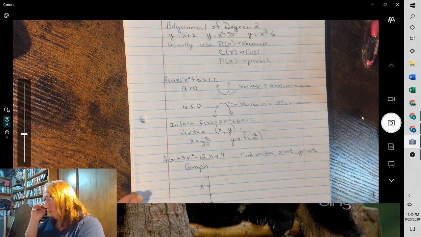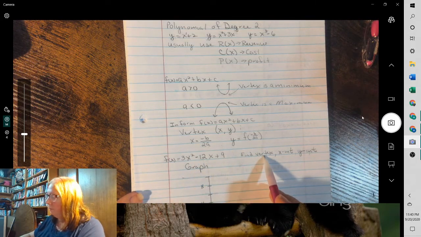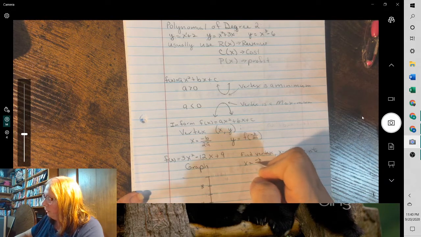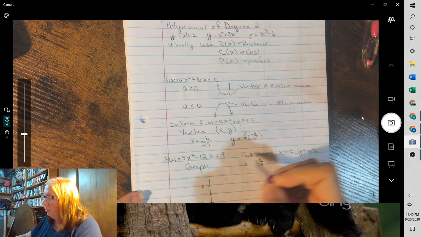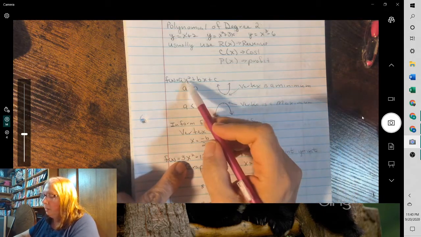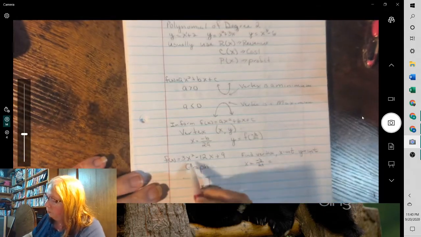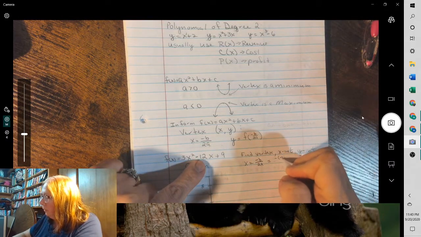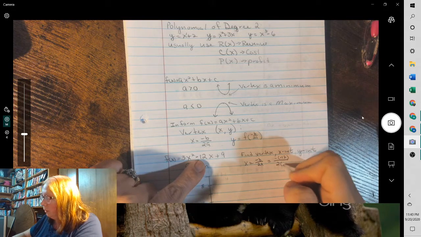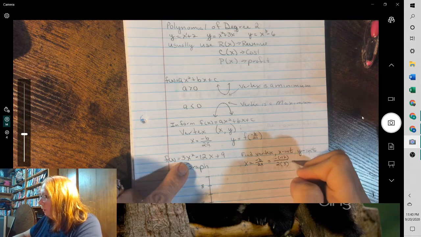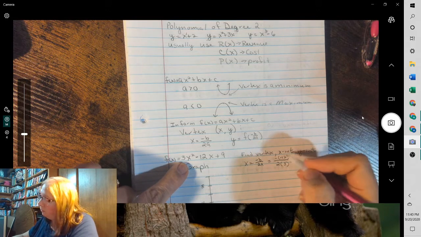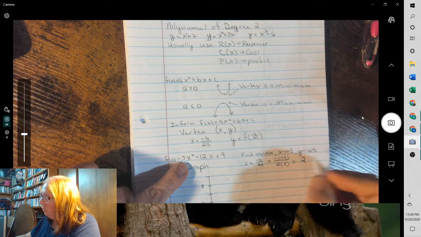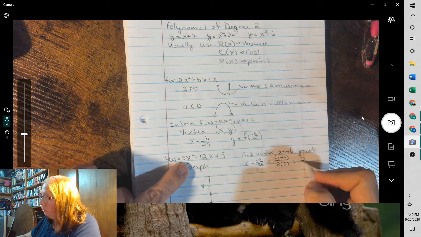So if we look at an example and we want to graph this, first thing we want to find is the vertex. Negative b over 2a. Well, we use a, b, and c. So b is a negative 12. Negative times a negative 12 over 2 times a, which was 3, gives us 6. Positive 12 divided by 6 is 2. So our x value for our vertex is 2.